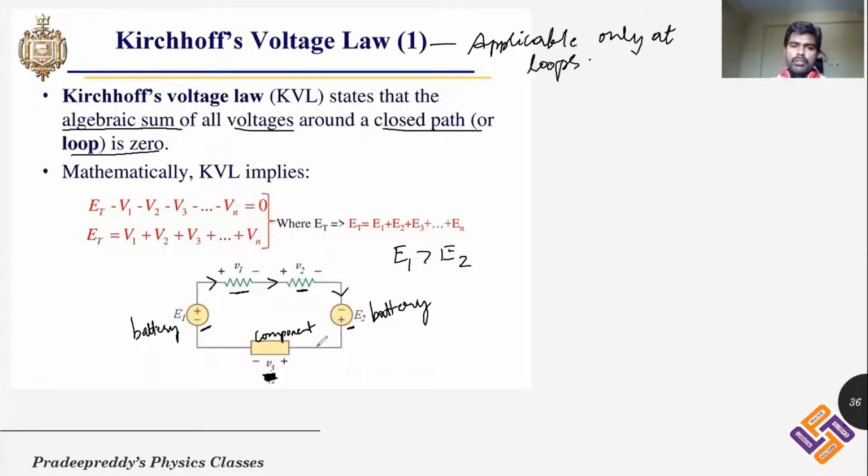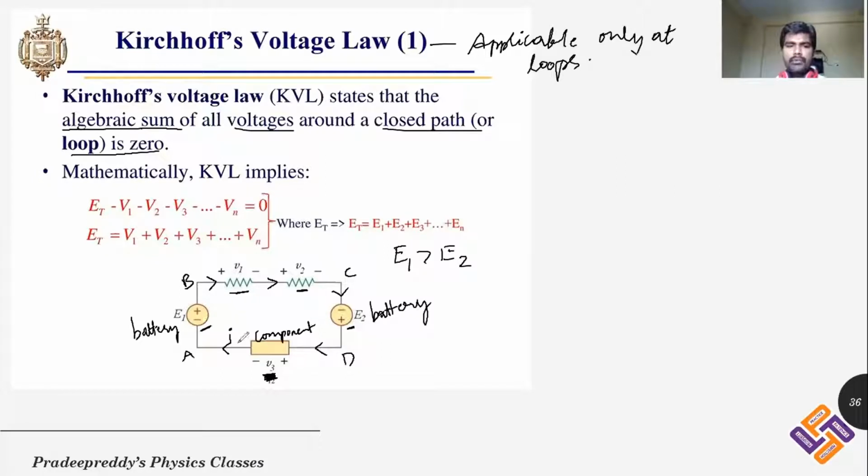There is one closed path for the current to pass through, and that closed path is A, B, C, D, and A. A, B, C, D, A is the closed path for the current to flow. There is only one single path for the current to flow. As a result, all these components are connected in series, and the current in all the components will remain the same because all these are connected in series. There is no division of current in the circuit.